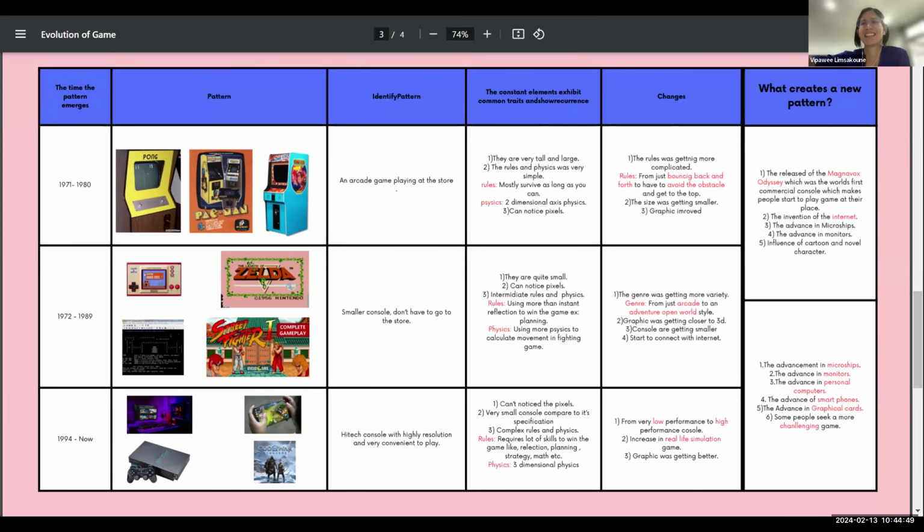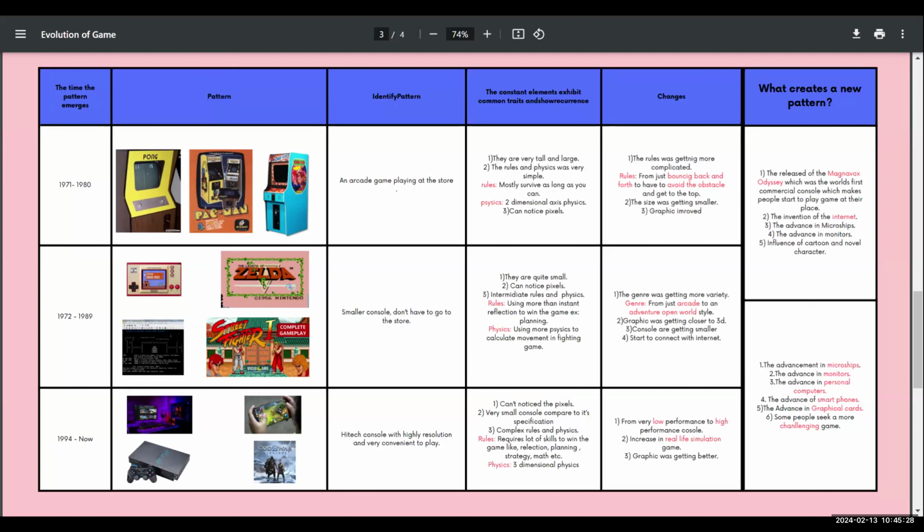Yes. Okay. So the first pattern is an arcade game playing in the store. As you can see, the console is very large and the rules and physics are very simple. The second pattern is a smaller console, and you don't have to go to the store. You can play it at home, anywhere you want, because the console is getting smaller. And the last pattern is high tech with high resolution and very convenient to play. In this pattern, the technology goes very far, and you have a very high resolution game and a very complex game. So let's look at what creates the new patterns here.